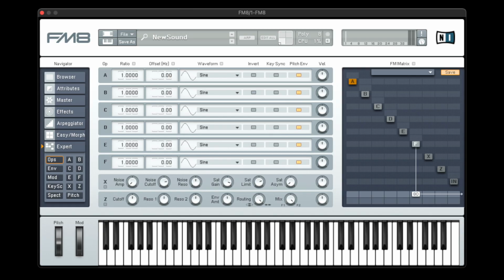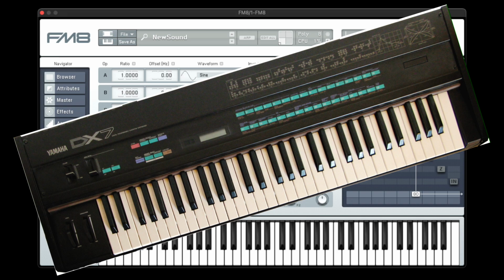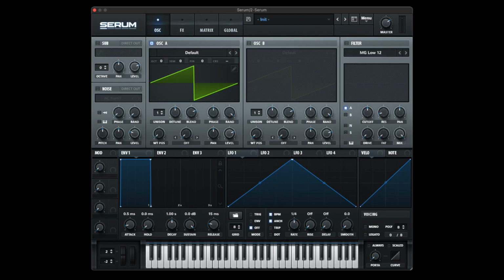Second, this information comes into play when working with various types of sound design and synthesis, particularly with FM synthesis. Let's look at two synthesizers that both incorporate FM: Native Instruments FM8, which is based off of the Yamaha DX7 FM synthesizer, and Xfer Records Serum, a wavetable synth that includes some FM capabilities.